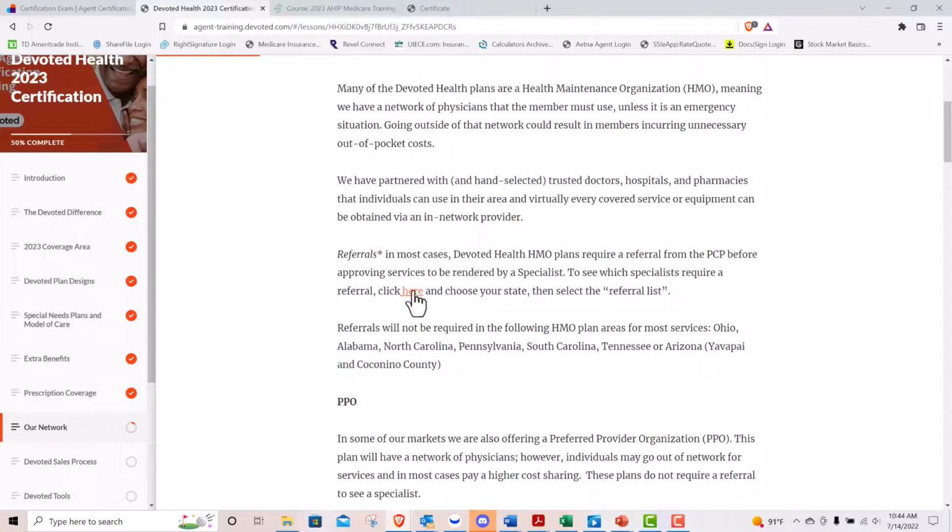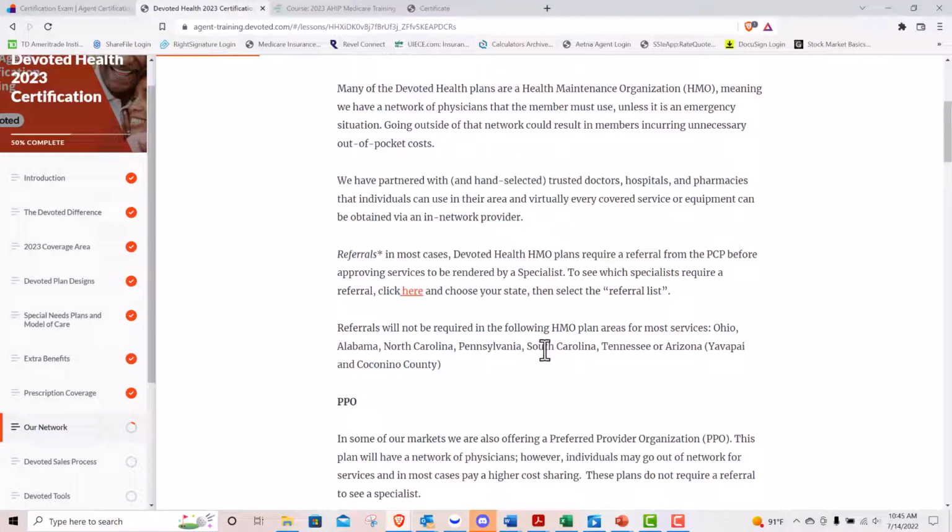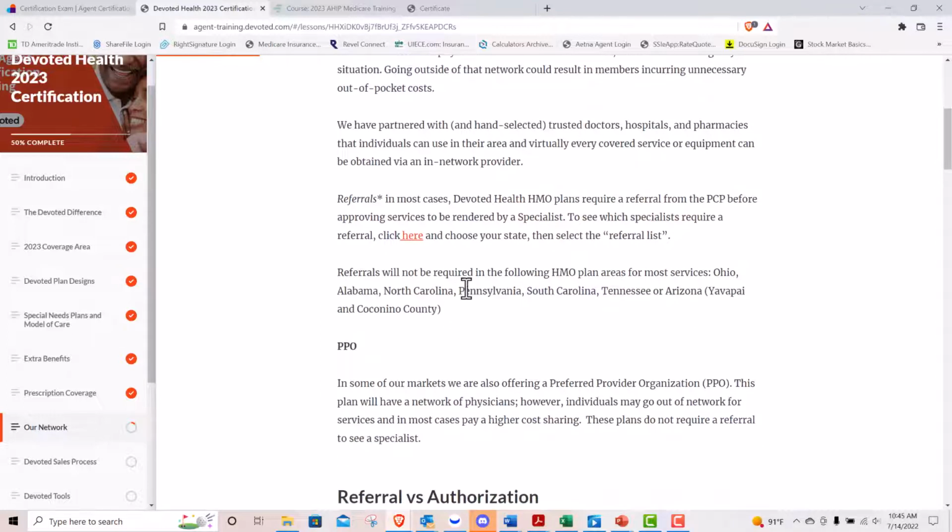And it looks like if you can click there and see if your state has referrals required. Not be required. Oh, look at that. For most services in Ohio, Alabama, North Carolina, Pennsylvania, wow, that's pretty good. So that means that their HMO plans in these states function more like a POS, a point of service HMO, where you just have to use the providers in the network, but you may not need a referral. Again, for most services, right?